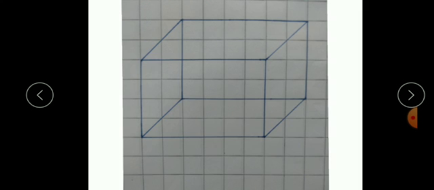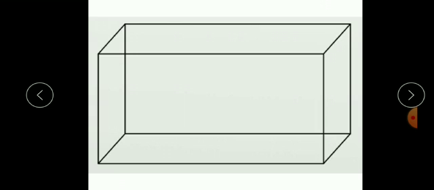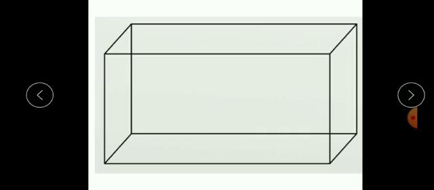Now let's see how many edges, how many corners and how many faces are there in this figure. See this figure, this is a cuboid. First we will see how many edges are there. Children, edge means border or side. An edge is a line segment joining the boundary. Now let's count the edges of this cuboid.